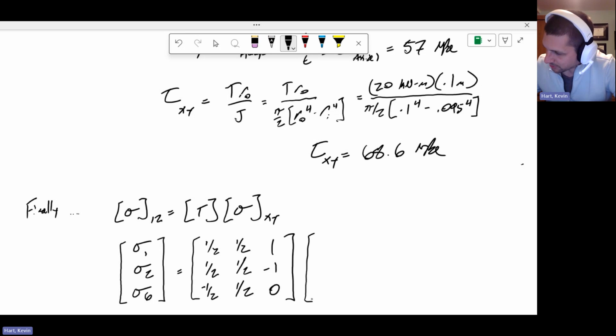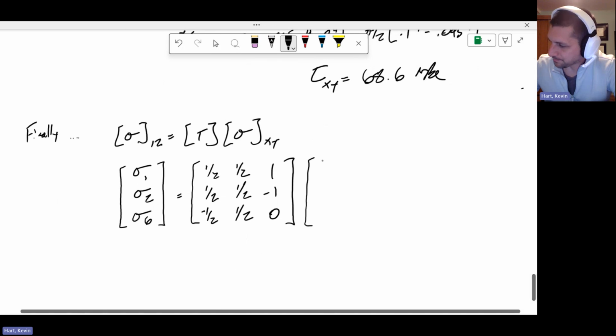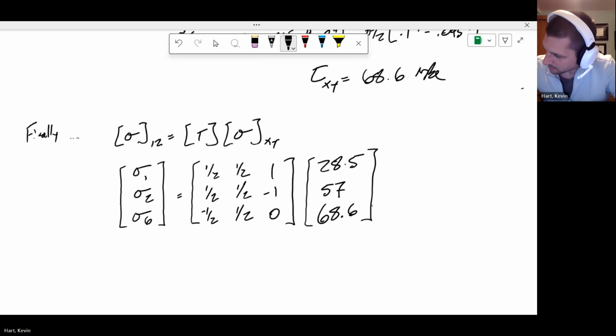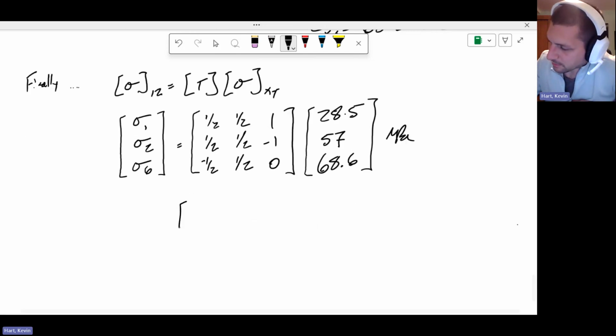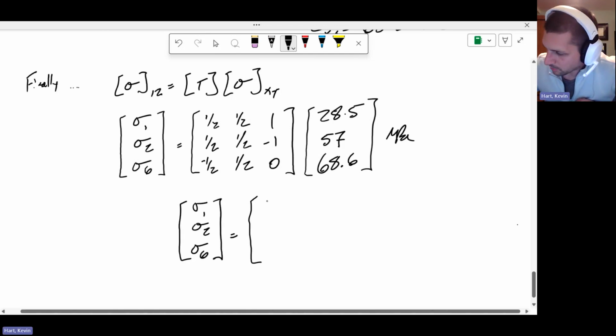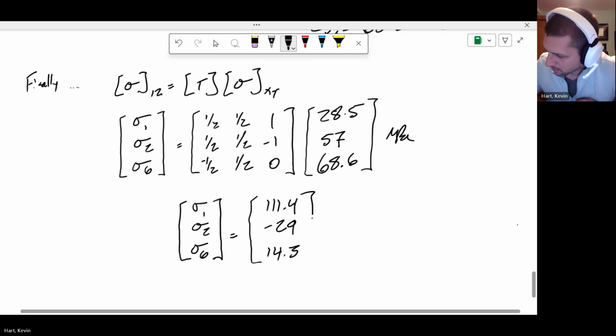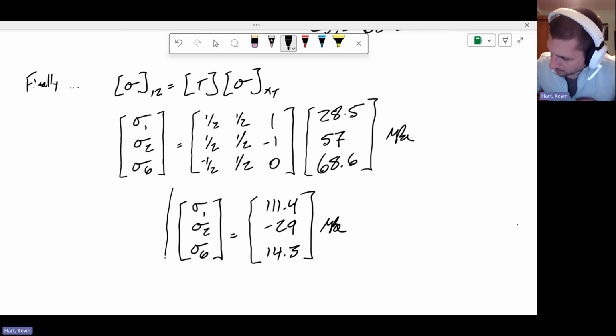And then our stress vector, we just populated this. Sigma x is 28.5, sigma y is 57, and then our stress from shear, 68.6 MPa. All right. Punch all this in, and you'll get your stress vector. This is going to be 111.4, -29, and 14.3 MPa. And that is my answer.